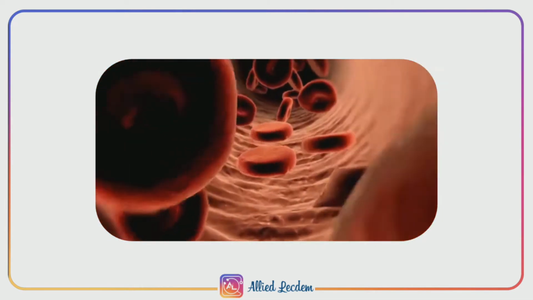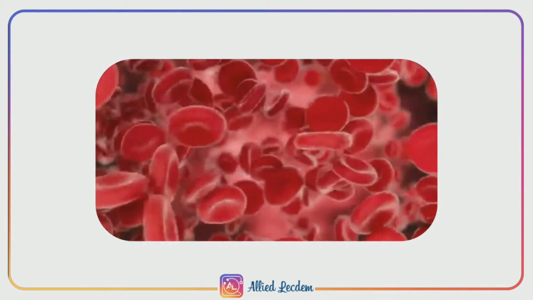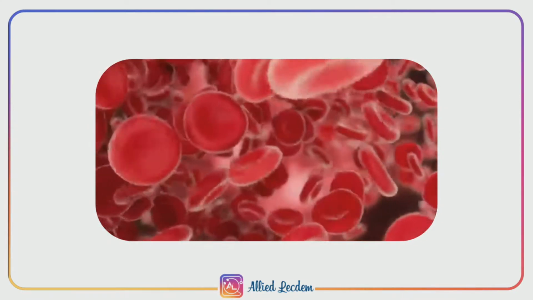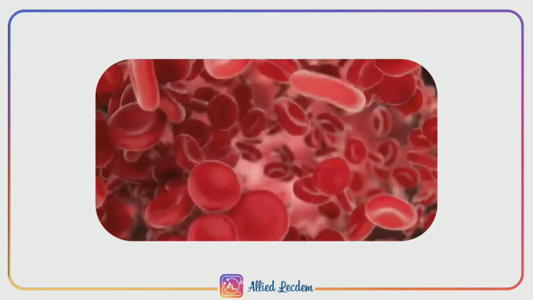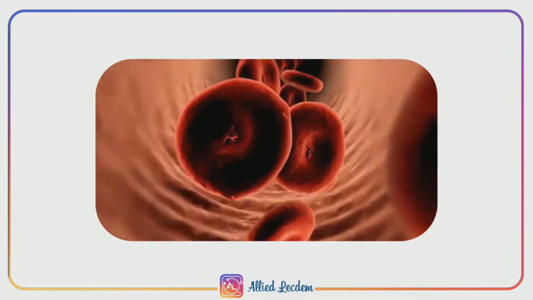RBCs are also known as erythrocytes. WBCs are also known as leukocytes. Platelets are also known as thrombocytes. RBCs help in transportation of gases. WBCs help in defense mechanism. Platelets help in blood clotting.